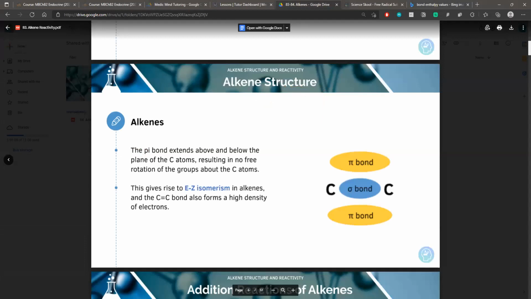So anyway, this leads to a really important feature of alkenes, which is limited rotation around this carbon-carbon double bond. Basically, the carbon-carbon double bond can't rotate, and that means that we can have EZ isomerism.